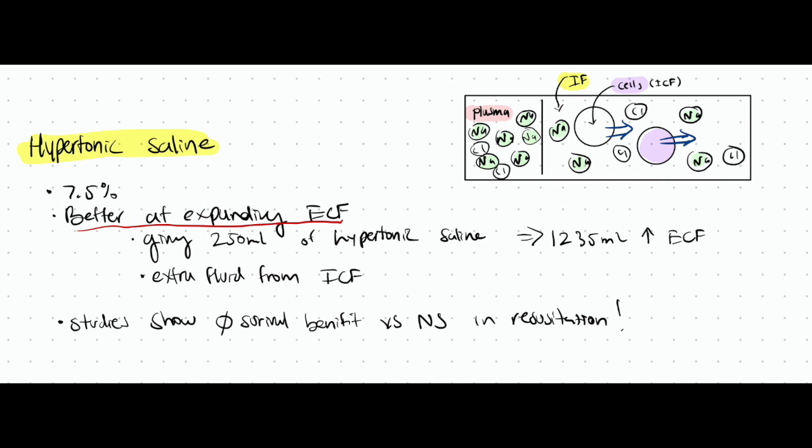Okay, next order of business, hypertonic saline. Obviously, more salt compared to plasma. It's better at expanding the ECF. So if you give somebody 250 mL of hypertonic saline, their ECF is going to increase by a little bit more than a liter. Where does that extra fluid come from? Intracellular shift from inside the cells because of the difference in tonicity.